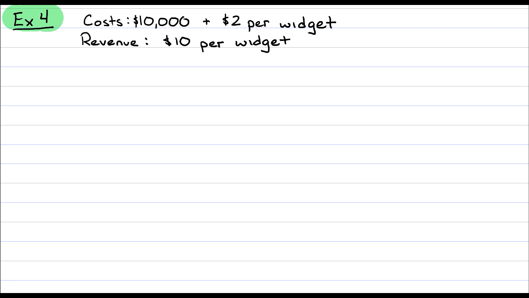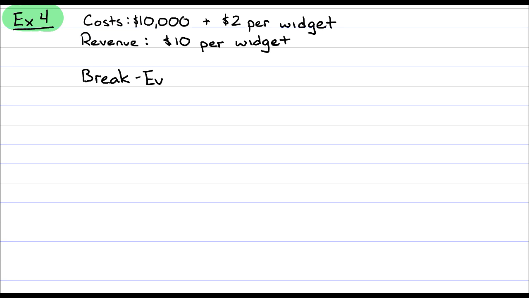Okay, so I've summarized some of that information here at the top. The company's monthly costs are $10,000 plus $2 for every widget that they produce. And then their revenue, or in other words, the money coming into them, is going to be $10 for every widget that they sell. And we want to know how many widgets they have to sell to break even. So break even simply means revenue is equal to cost. So let me write that down here.